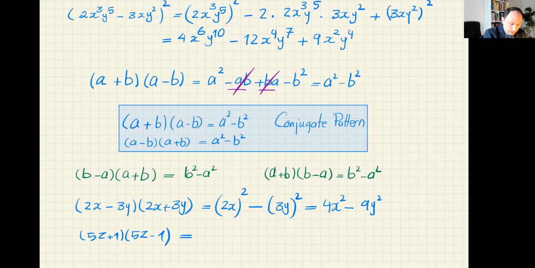multiply them. So the answer is the first one to power 2, the second one to power 2, and then negative sign in between. How should I realize which one is the second one? I don't look here, I look here. One is coming in the second place here when the sign is negative. And then if I continue, the answer is 25z squared minus 1 to power 2 is just simply 1. So I don't need to write. So that's the answer.